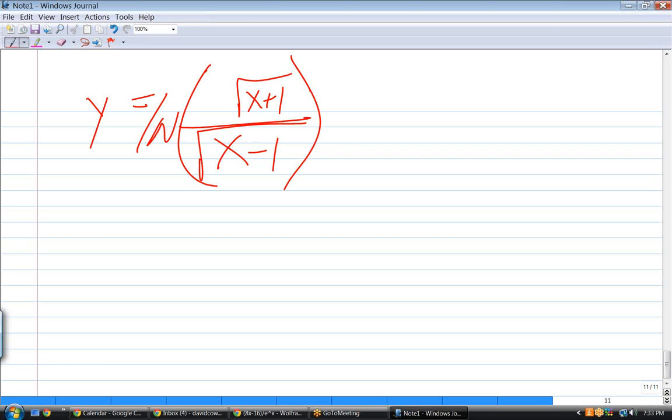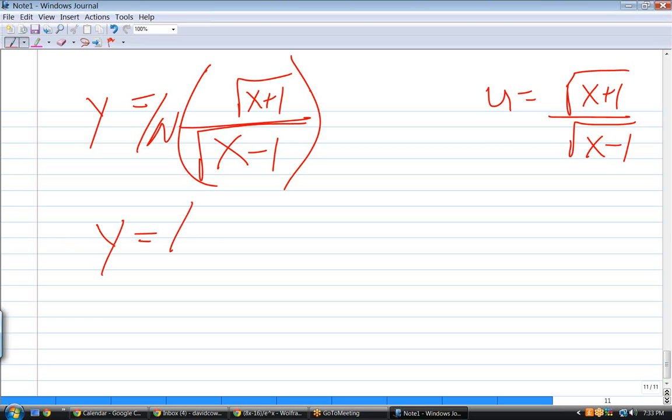Well, in other words, what do I know how to take the derivative of? Do I know how to take the derivative of natural log of u? Yeah, that's 1 over u. Okay? So that helps me figure out what my inside is. So my inside must be square root of x plus 1 divided by square root of x minus 1.